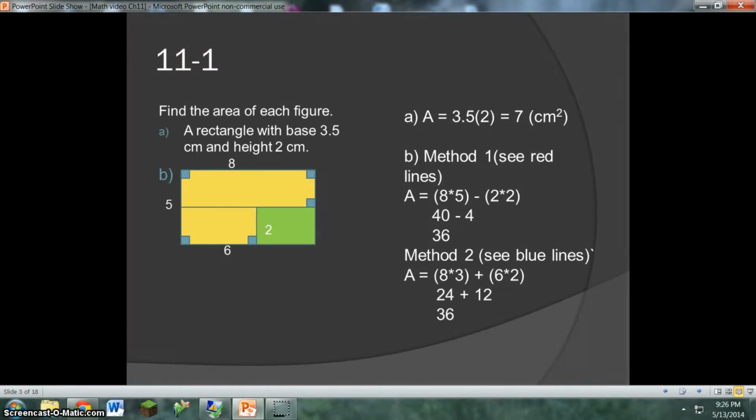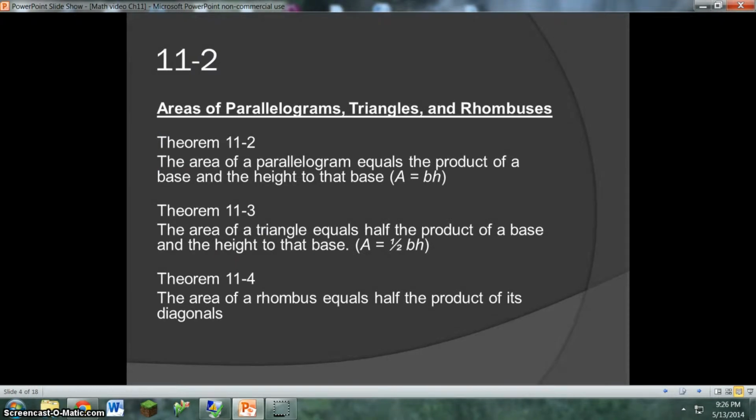You can solve this problem using the second method, which is by using Postulate 19, area addition postulate. Find the area by multiplying 8 and 3 and adding that to the product of 6 and 2. That equals 24 plus 12, which gives you the final answer of 36.